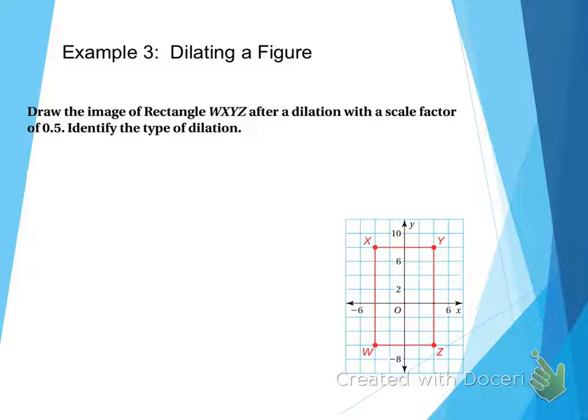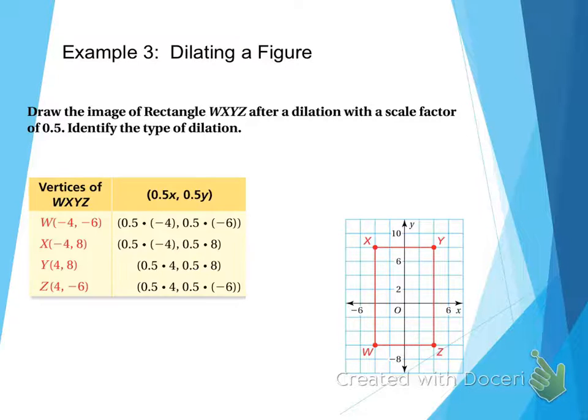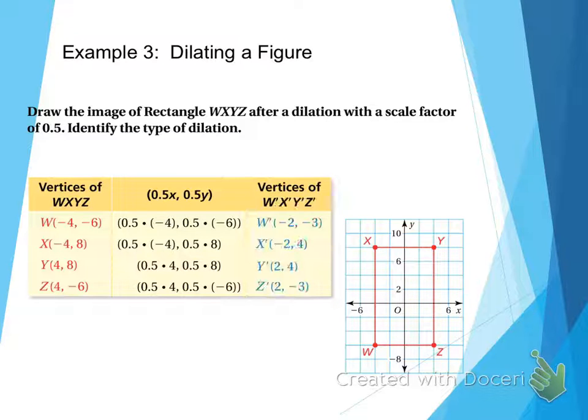So let's look at example 3 here. We're going to draw the image of the rectangle WXYZ after a dilation with a scale factor of 0.5 or 5/10. Identify the type of dilation. So we've got our chart here, and I went ahead and just did this because I knew my pen wasn't going to write that small. We have our points as (-4, -6), (-4, 8), (4, 8), and (4, -6). Now we're going to multiply each of those times a half. When I do that, I end up with the new coordinates of (-2, -3), (-2, 4), (2, 4), and (2, -3).